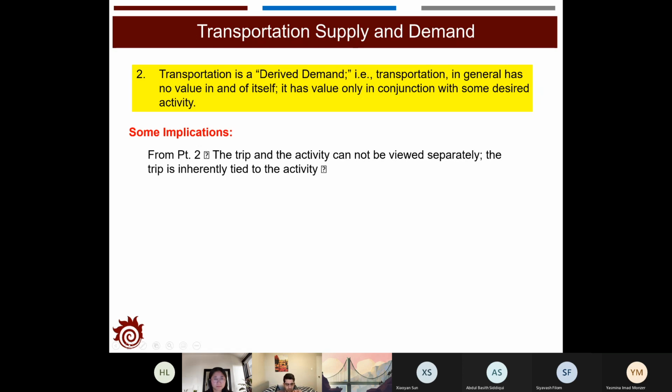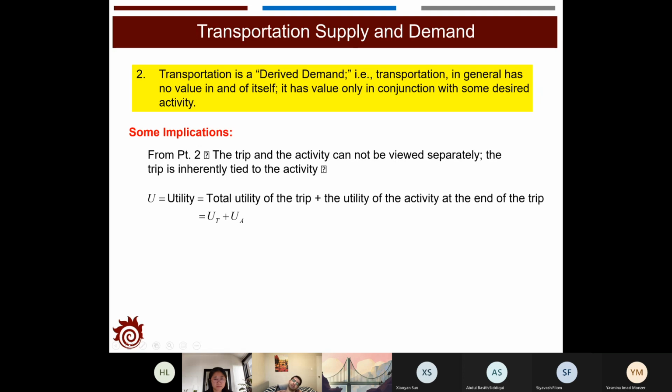And usually we're going to use a utility to represent the benefit you can gain from the trip. The utility of your trip and activity will include the total utility of the trip and the utility of the activity at the end of the trip. So we define them as UT and UA.